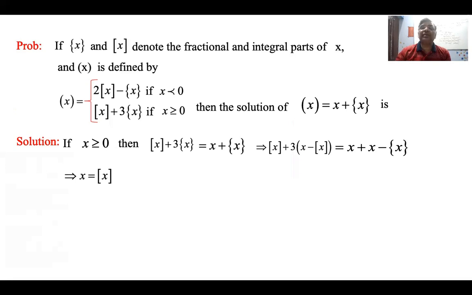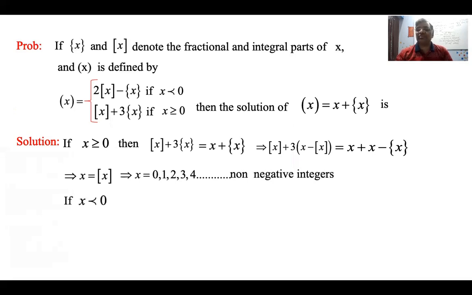Here we are working in the x is greater than or equal to 0 case. So all the integers, x greater than or equal to 0, means x is equal to 0, 1, 2, 3, and so on like that. All non-negative integers. All right. When x is greater than or equal to 0, in this case, all non-negative integers will be the solutions of our equation. Now, let us see the case when x is less than 0.